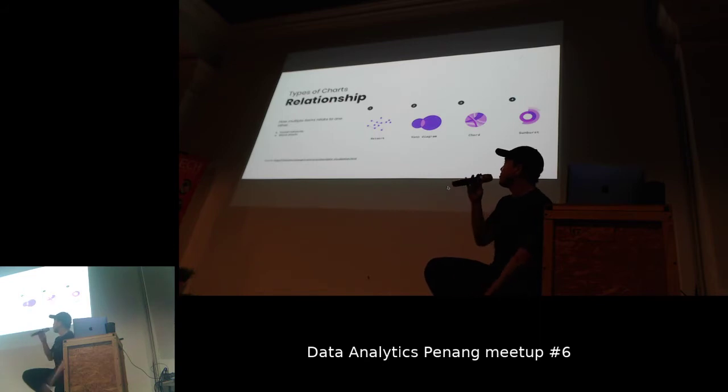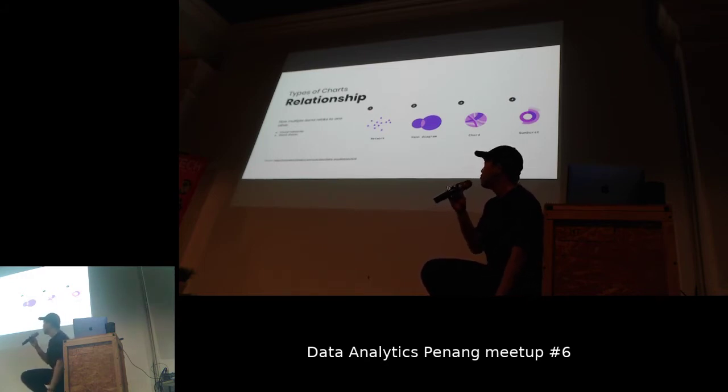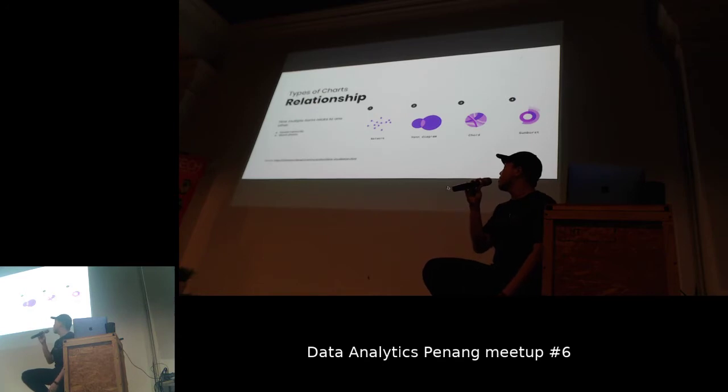Probably one of the last ones is when you want to talk about relationships, right? How multiple items relate to each other. For example, when you talk about social networks, you use network charts, so you see, for example, Facebook friends: I'm friends with this guy, this guy is friends with that guy, so it's a really good representation. Venn diagrams are a little bit less common, I would say, but it depends on usage again.